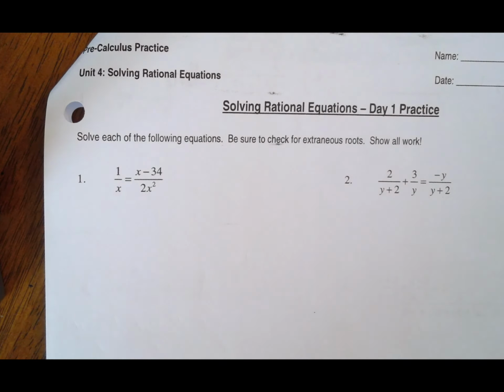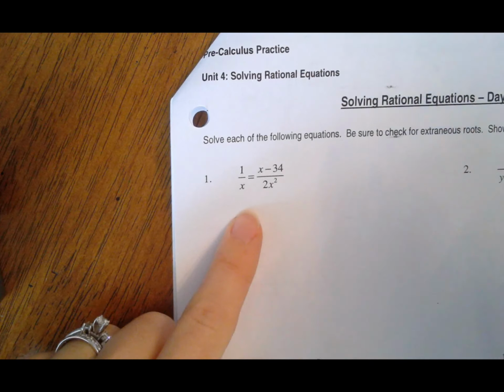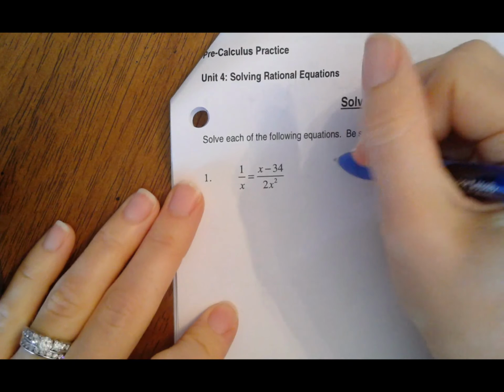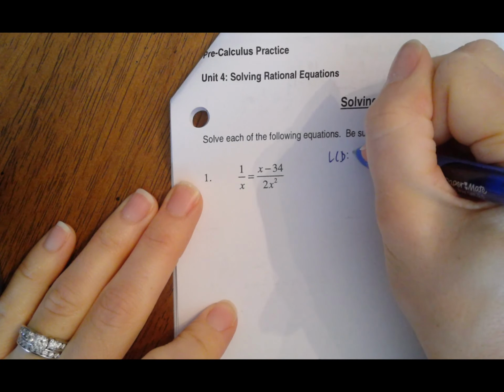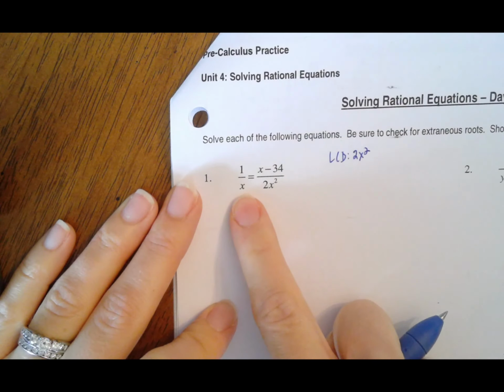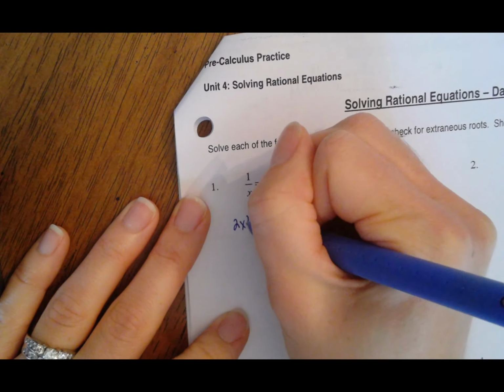Let's take a look at the day one practice. So if we take a look at number one, we need to get this x and the 2x squared to cancel out. So our lowest common denominator is going to be a 2x squared. I don't need any more x's because this x squared will cancel out this x here. So each one of these numerators is going to get a 2x squared.